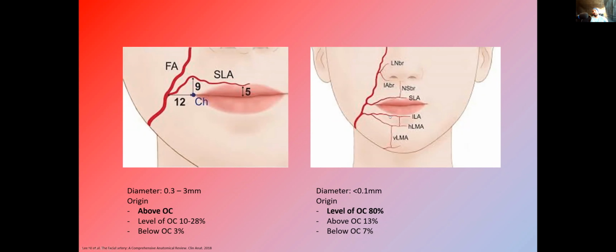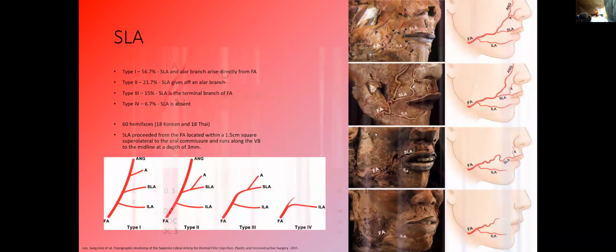And if you look at this image on the right-hand side, what we're looking at here is the inferior labii artery, which is just here. And in 80% of cases, it branches off from the level of the oral commissure. We'll go into this in a little bit more detail with some better diagrams. So let's take a look at the superior labii artery. Okay, so there's basically 4 types.